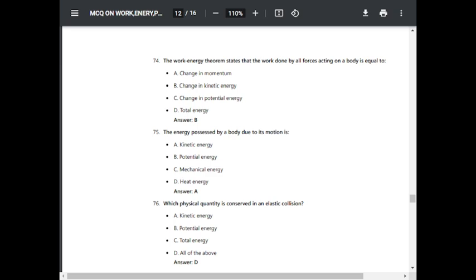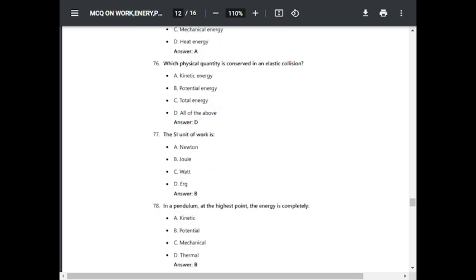Question number 76. Which physical quantity is conserved in an elastic collision? Option A, kinetic energy, option B, potential energy, option C, total energy, option D, all the above. The correct answer is D. Kinetic energy is conserved, potential energy is conserved, and total energy is conserved. Hence, answer D is correct. All the above are correct.